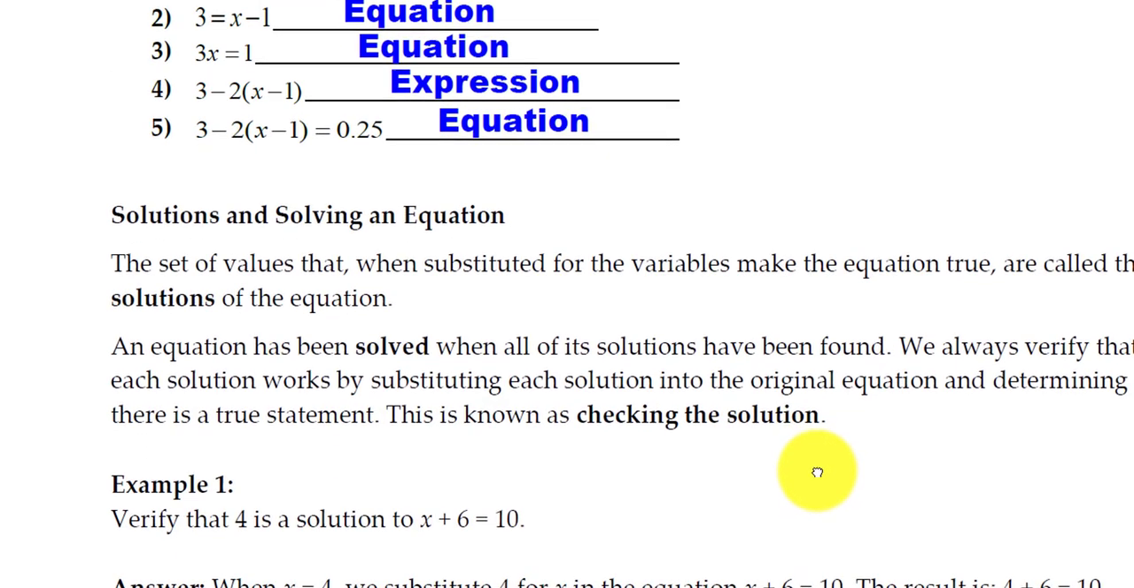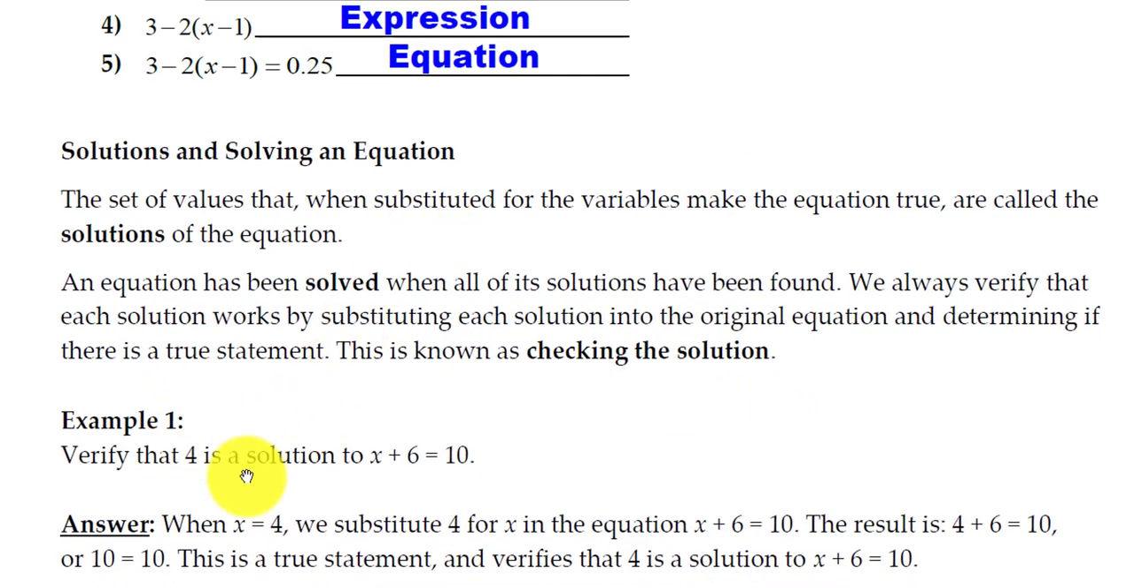If we scroll down a little bit, we're asked to verify that a number is a solution to an equation. Okay? So if you take a look, it says verify that 4 is a solution to x plus 6 equals 10. The way we would verify that would be plug in the number to the variable, and then ask yourself, is 4 plus 6, does that actually equal 10? And we know the answer is yes. Right? So 4 plus 6 equals 10. So we can say yes, 4 is a solution to the equation x plus 6 equals 10.